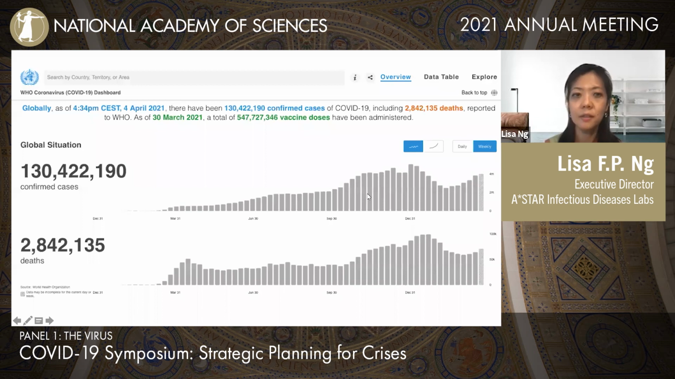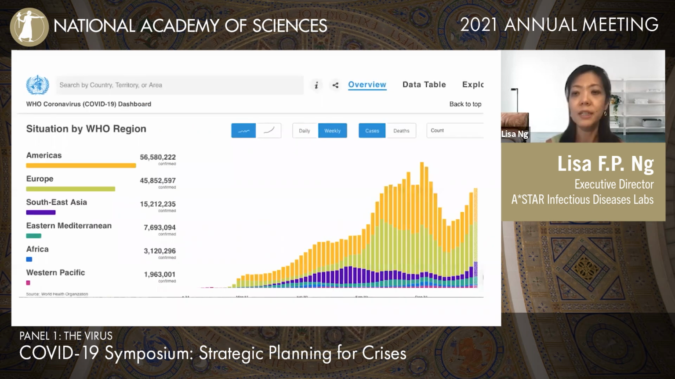Currently, there are more than 130 million cases with slightly less than 3 million deaths, with most of the cases happening in the Americas, Europe, and parts of Southeast Asia.